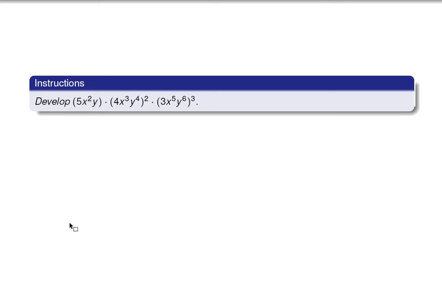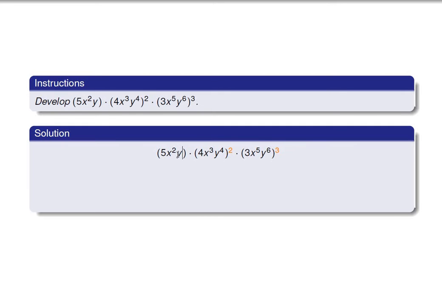Let's try to develop this computation. First, we have to start with the brackets, the parentheses. But as there is nothing to compute inside, we cannot simplify it more. We're gonna compute the little exponent in orange here.